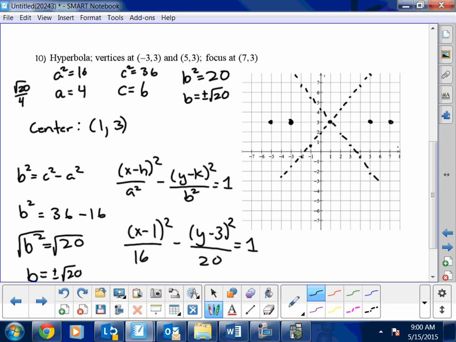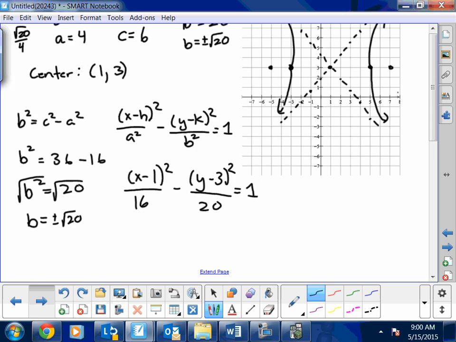We have from here the branches that kind of form this way. So we're going to have that. So there's our hyperbola. Now let's go ahead and move on to the next one.